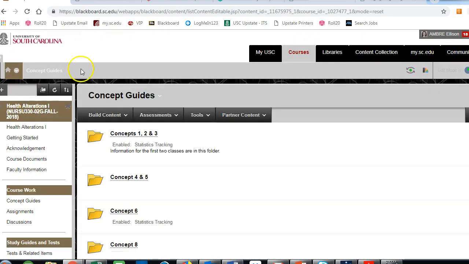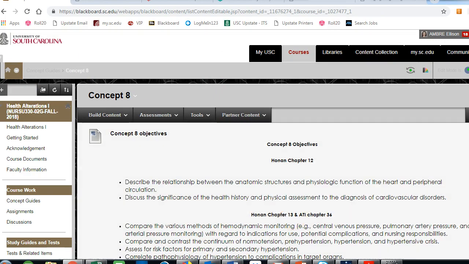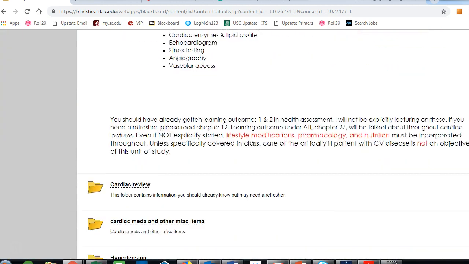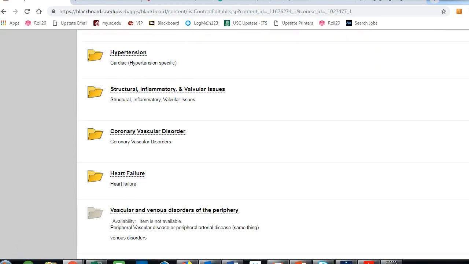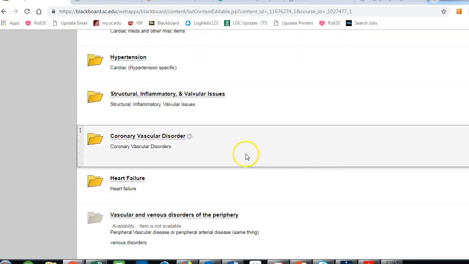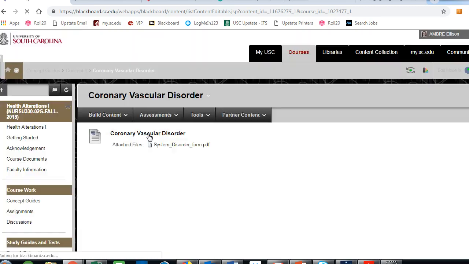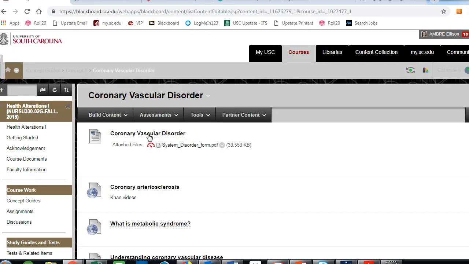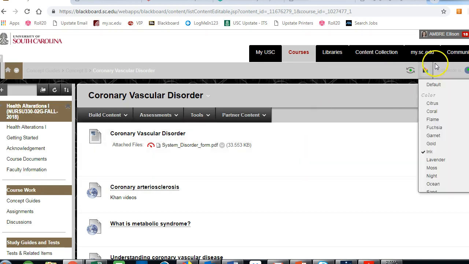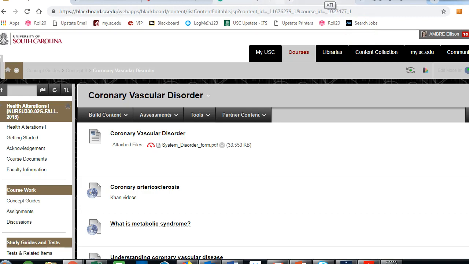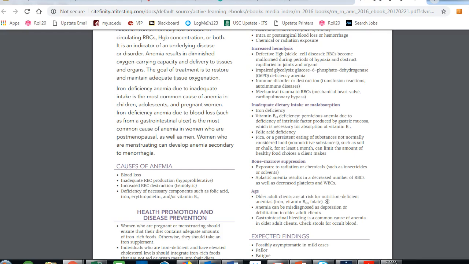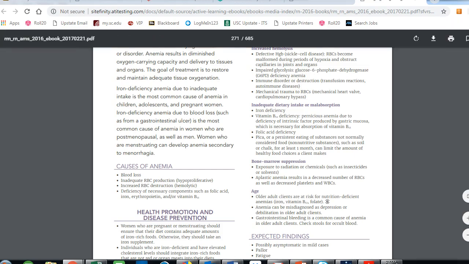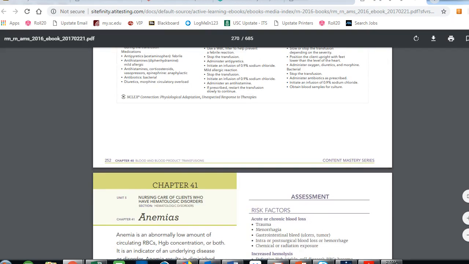We then have angina and myocardial infarction, which is what the ATI chapter is called. I'm just calling it coronary vascular disorder. But chapter 31 in your ATI book is related to that. It talks about angina and then it talks about heart attack. We are only focusing on angina, stable angina.